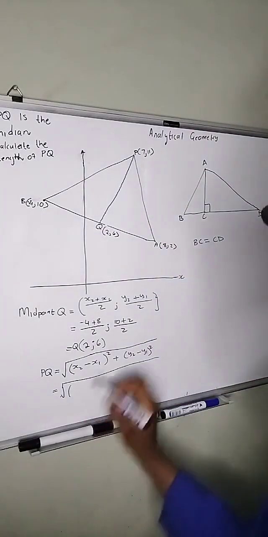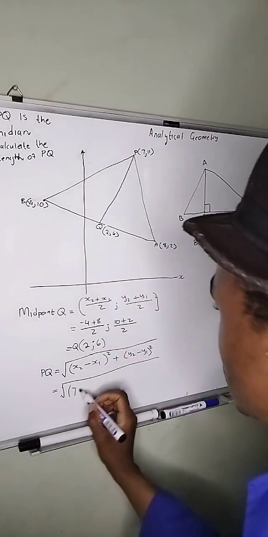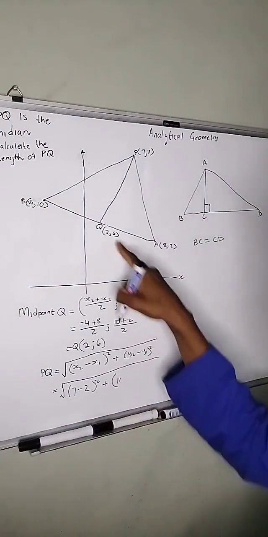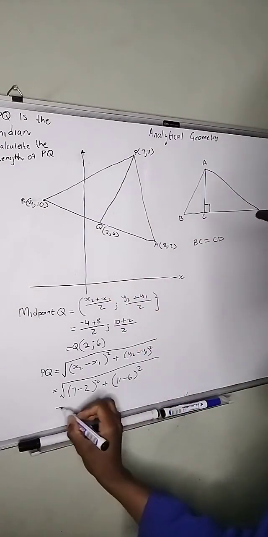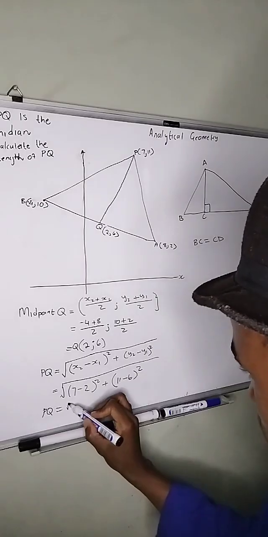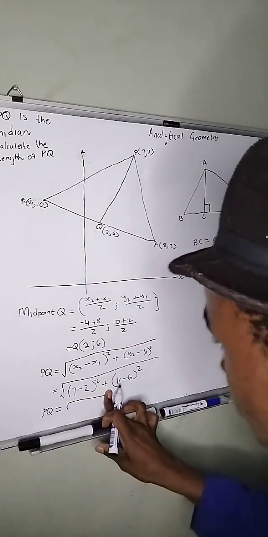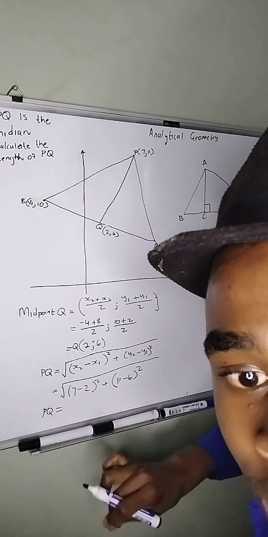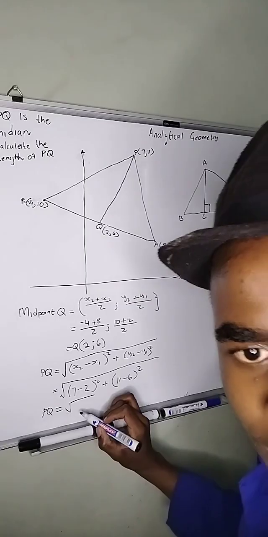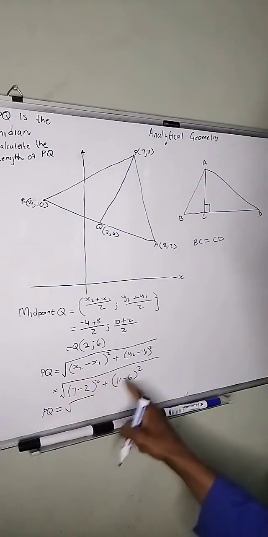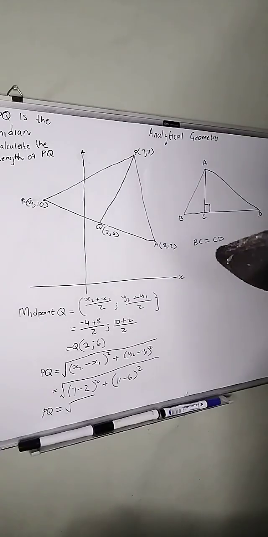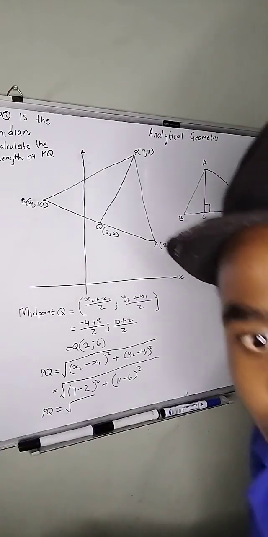Then what am I going to have? I'm going to have 7 being my x2. This minus 2 squared, plus y2, 11 minus 6 squared. Then this is going to be PQ. It's going to be what? Is it square root of 100? What is the sum of these two brackets? Oh, it's going to be 50.